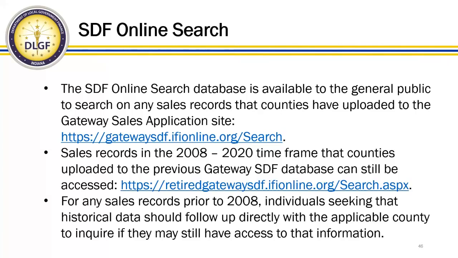We also have available the old Gateway SDF database, where you could search on records that were submitted during the 2008 through 2020 timeframe. That database is still available. The URL is provided on this screenshot, but you can also access it on the current SDF online search database. There's a link in the upper left-hand corner that says for prior year sales, like 2020 sales, please click here. That will take you to the previous Gateway SDF online search.